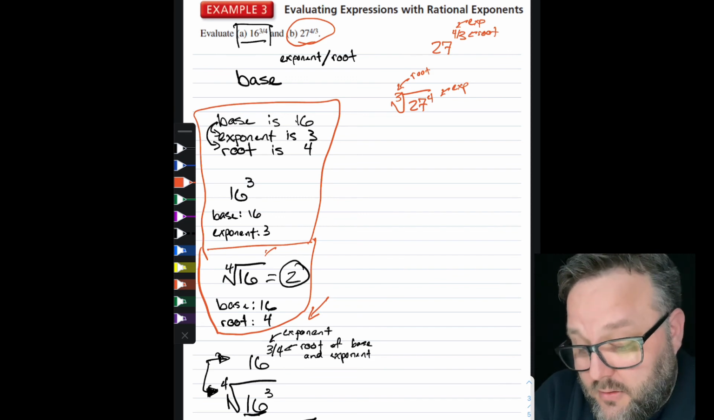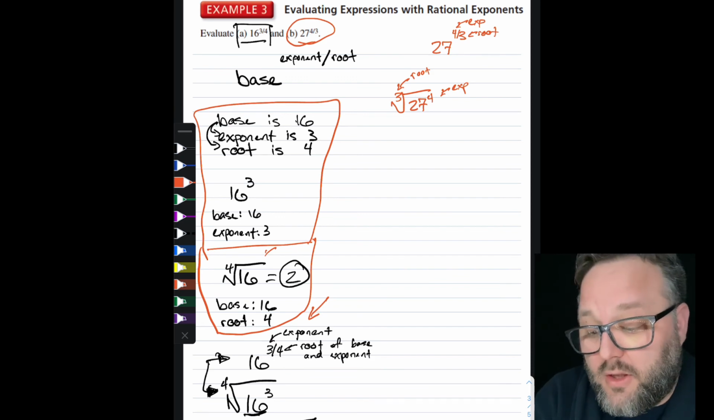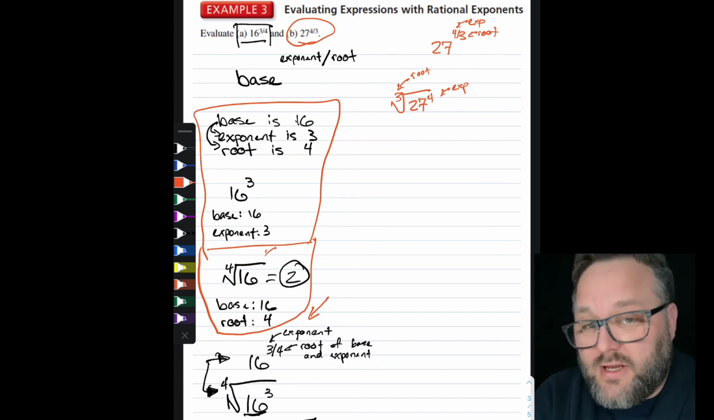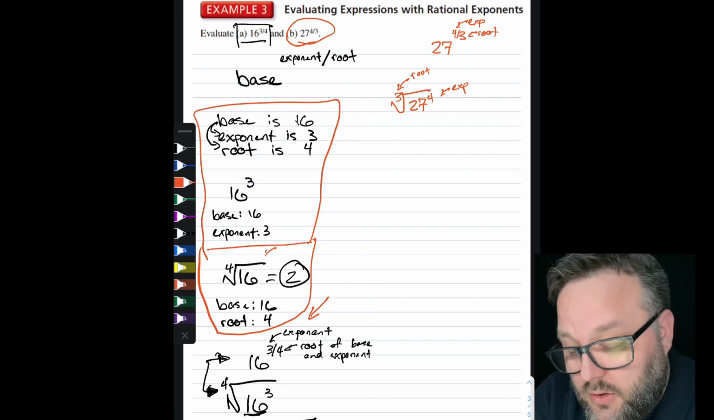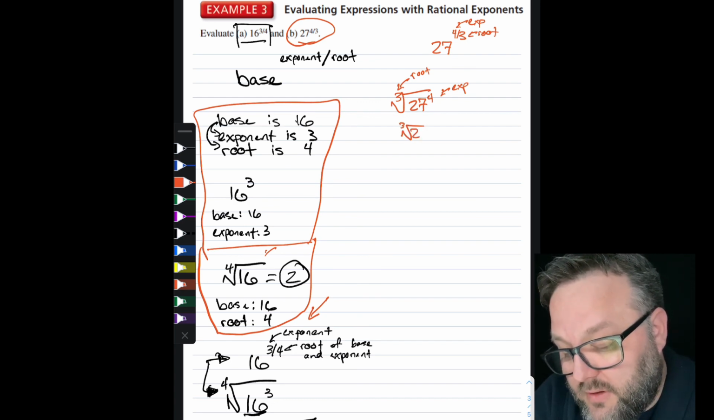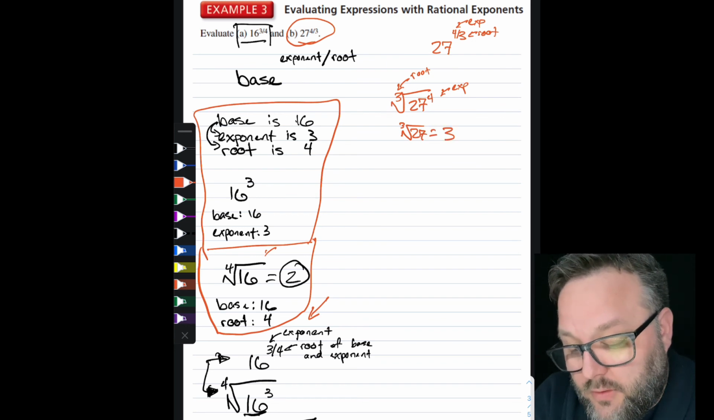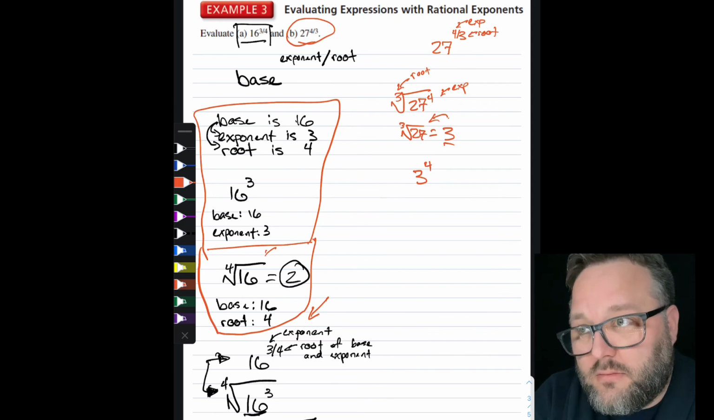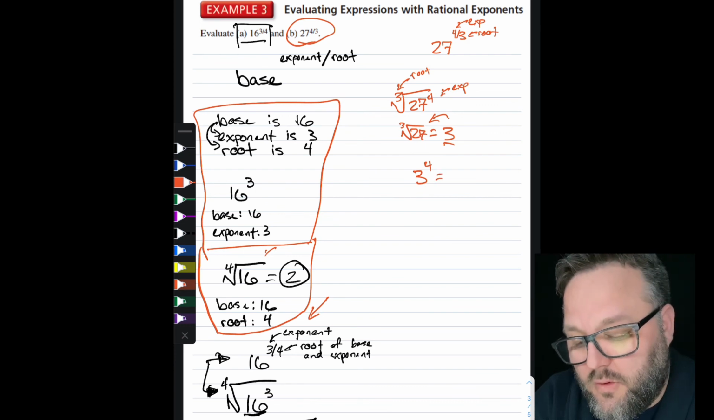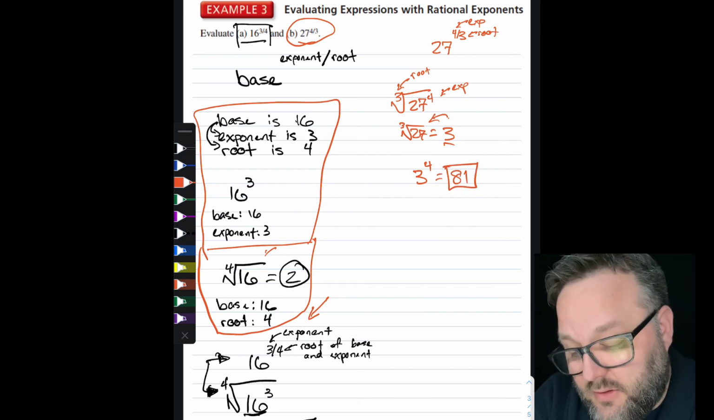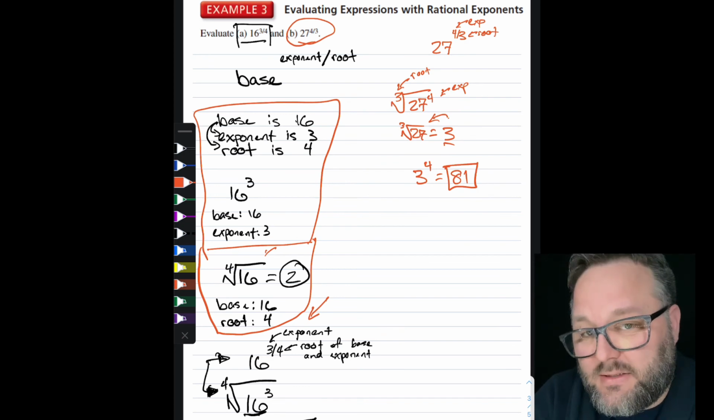Anyway, so here we can know the cube root of 27 from earlier examples, and because I've done it enough, I know what it is. The cube root of 27 is 3. So I can replace the cube root part with 3. And so I get 3 to the 4th. 3 times 3 is 9. 9 times 9 is 81. So 27 to the 4/3 is 81.